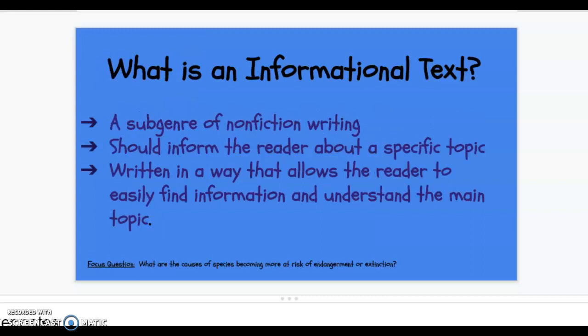What is an informational text? So it could be several things. A subgenre of nonfiction writing. It should inform the reader about a specific topic. And it's written in a way that allows the reader to easily find information and understand the main topic.